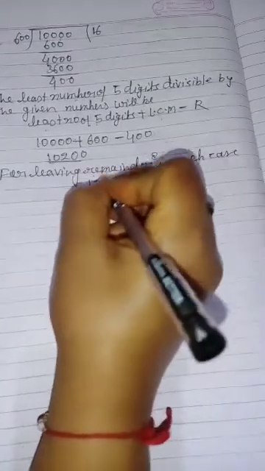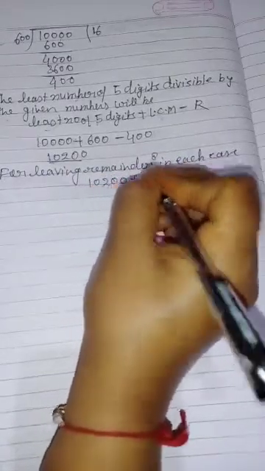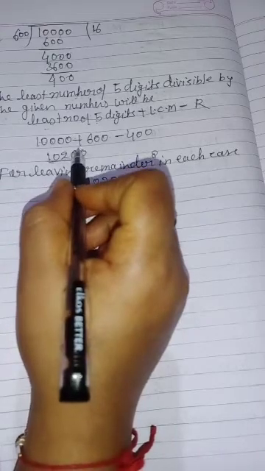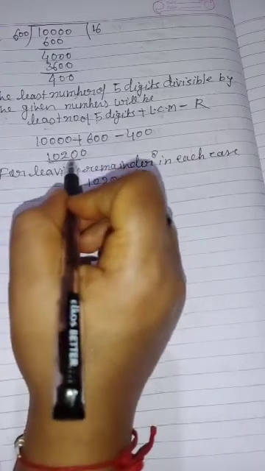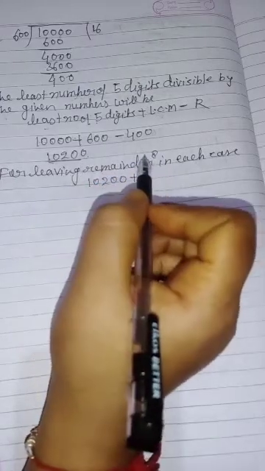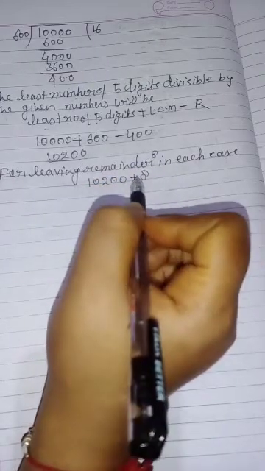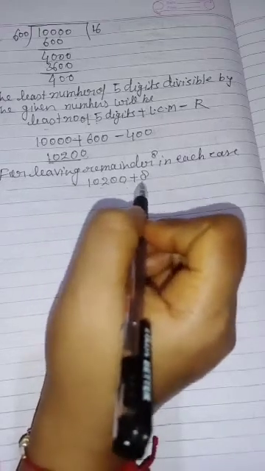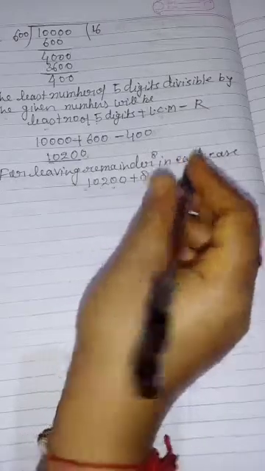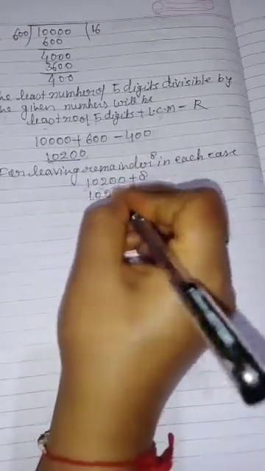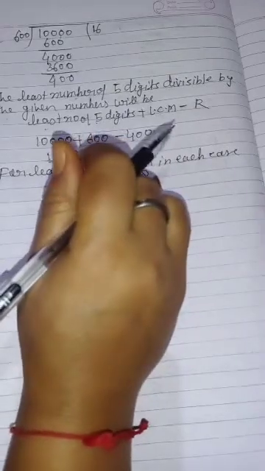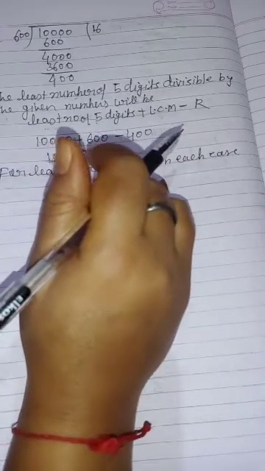10200 plus 8. Because this number is completely divisible, it will not leave any remainder when divided by the given numbers 10, 20, 30 and 40. And you need a remainder of 8 in each case. So you have to add 8 to the least number. So what you will get? 10208, and that will be your answer. So in this way, beta, this was question number 7.